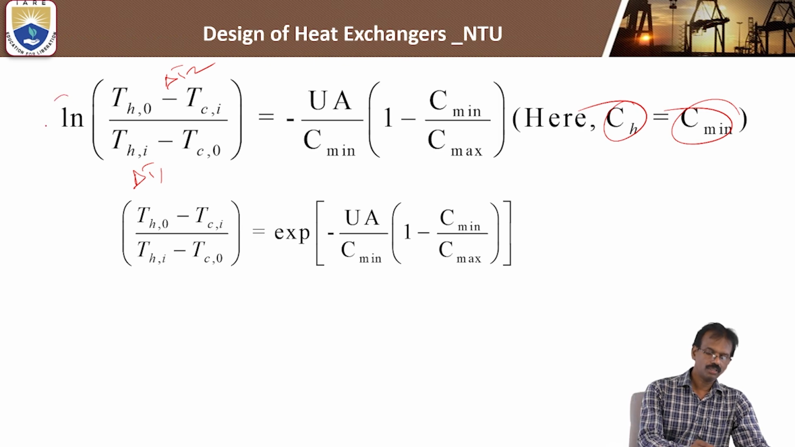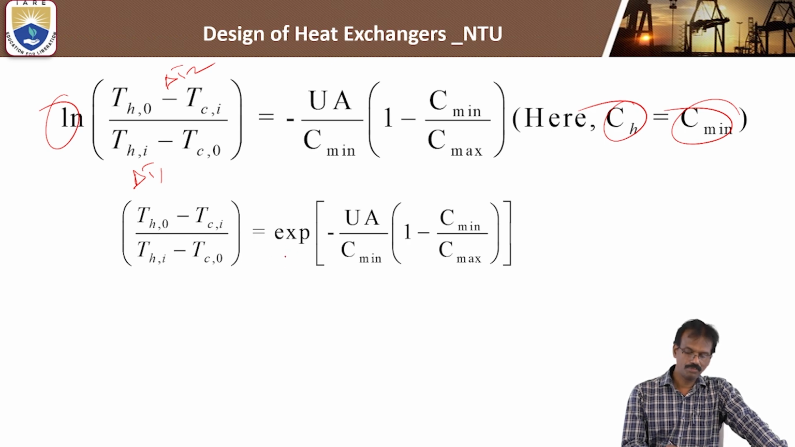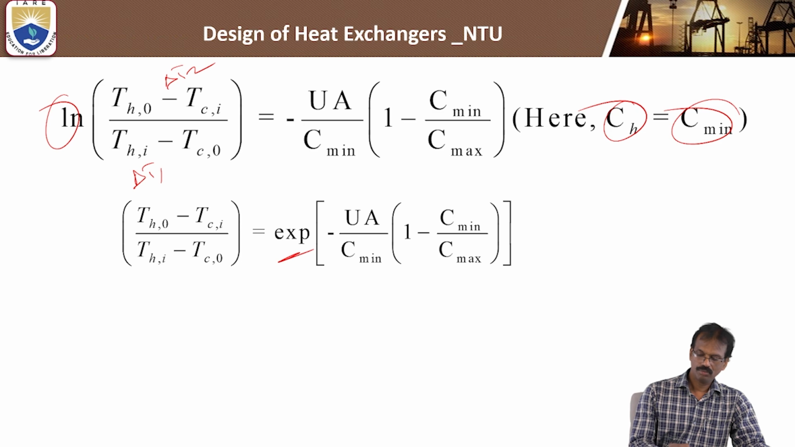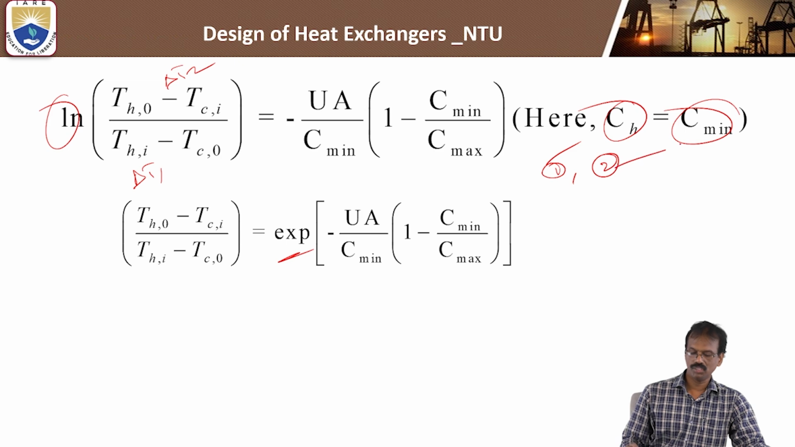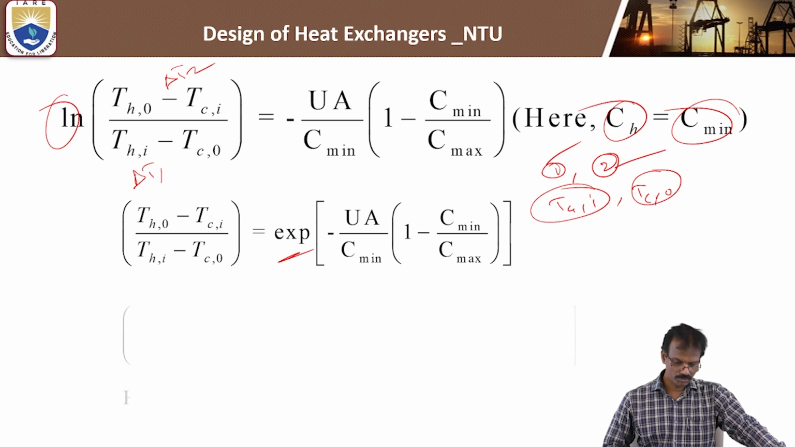Then you can send this log to the right side, and it becomes exponential. So (THo minus TCi) by (THi minus TCo) is equal to exponential of minus UA by C minimum into (1 minus C minimum by C maximum). We already derived this in equation 1 and equation 2. By using equation 1 and equation 2, we write the values of TCi and TCo, so the hot fluid inlet and the cold fluid outlet will be separated.